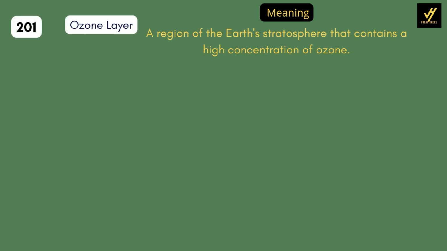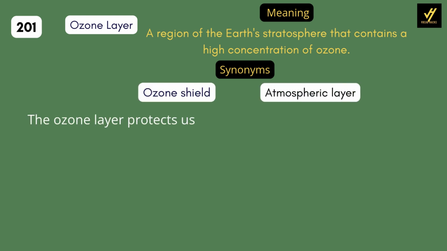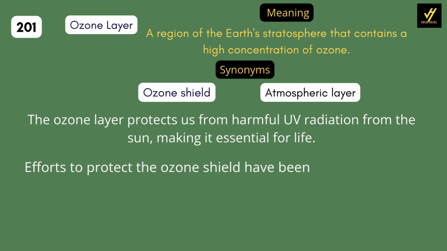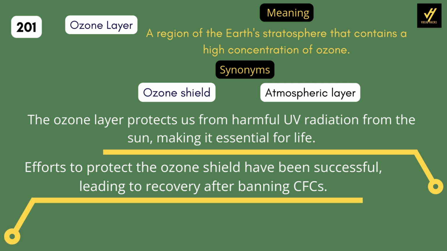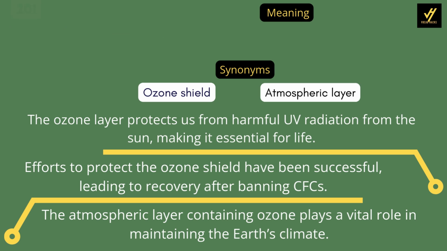Ozone layer, a region of the Earth's stratosphere that contains a high concentration of ozone. Ozone shield, atmospheric layer. The ozone layer protects us from harmful UV radiation from the sun, making it essential for life. Efforts to protect the ozone shield have been successful, leading to recovery after banning CFCs. The atmospheric layer containing ozone plays a vital role in maintaining the Earth's climate.